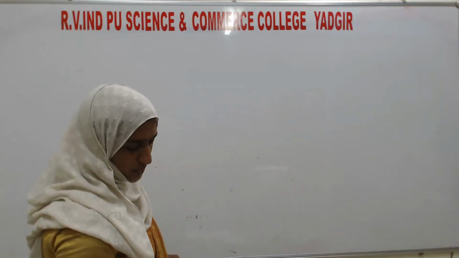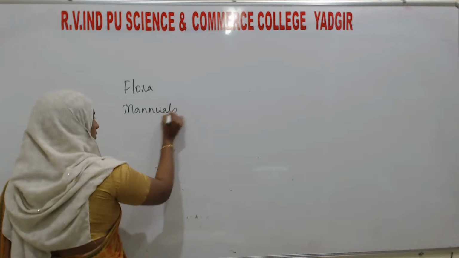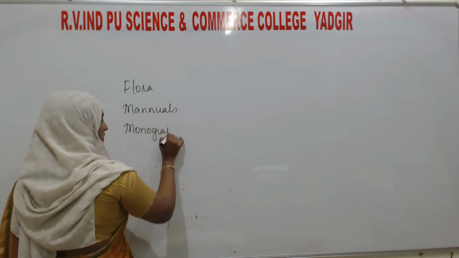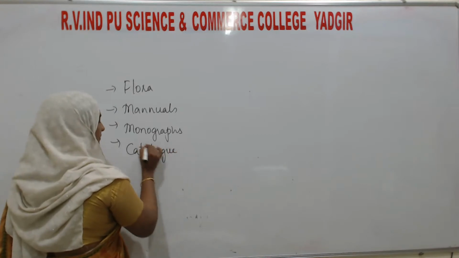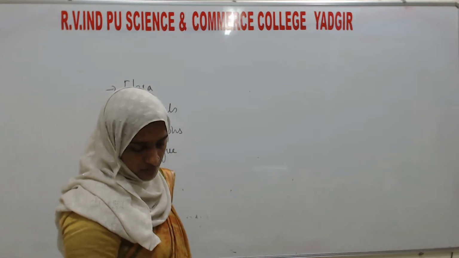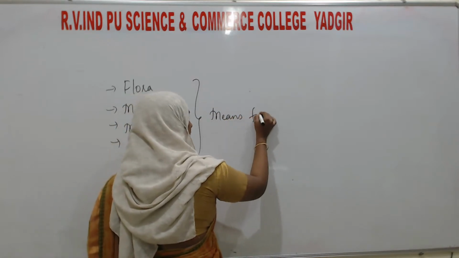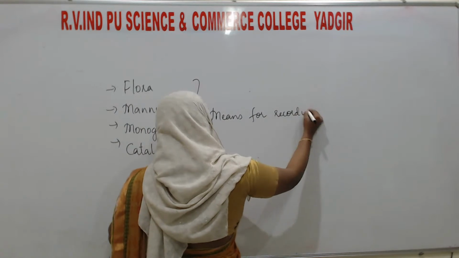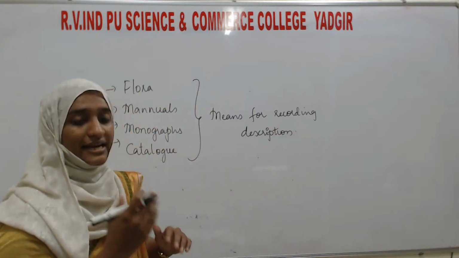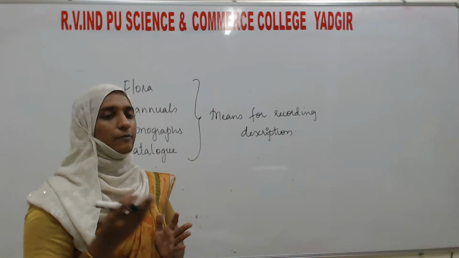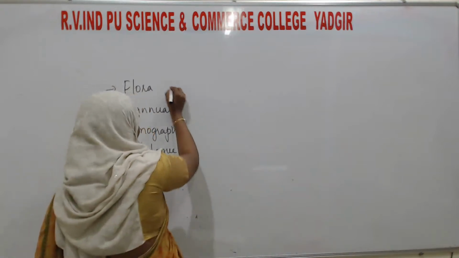Now see here, flora, manuals, monographs, then catalogs. These are the 4 means for recording description. Recording the description means whatever the characters or the description will be there. Description means their names, their family. Flora contains the actual account of habitat and distribution of plant.